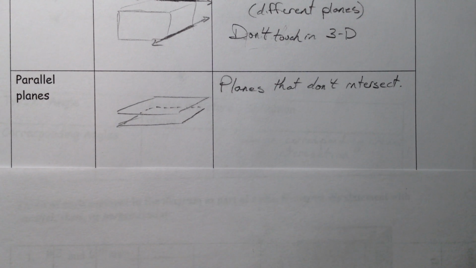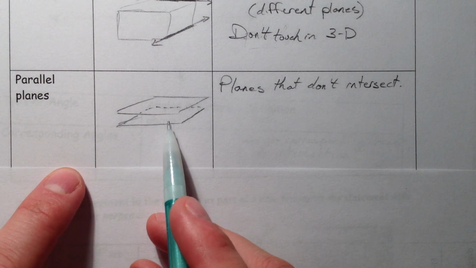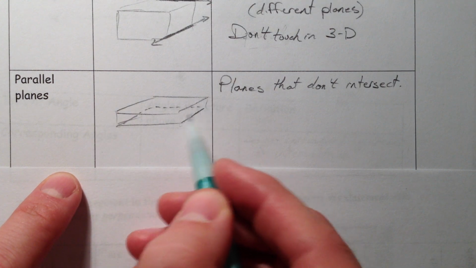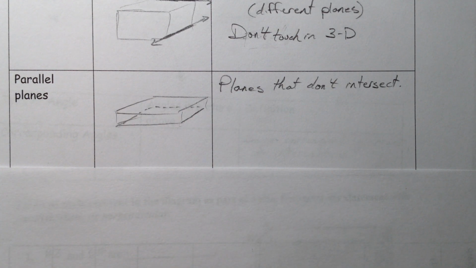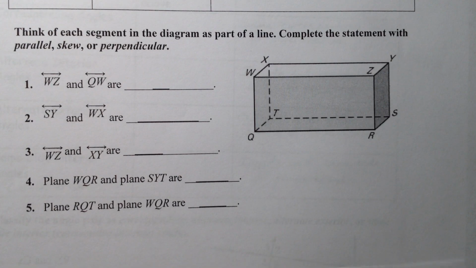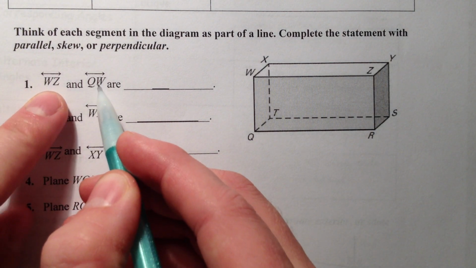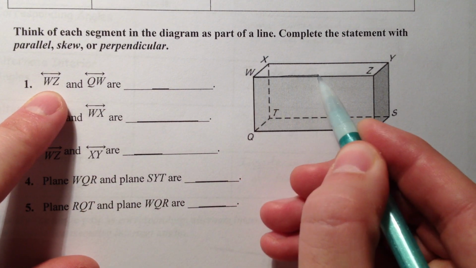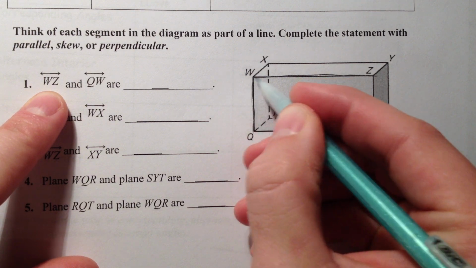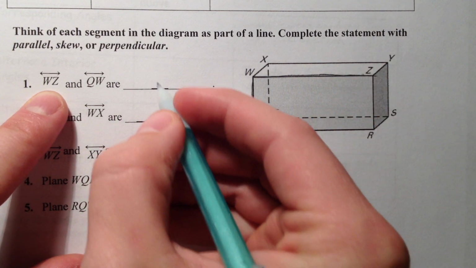We've sort of already talked about this, but this is planes that don't intersect. And so this would be like the top and the bottom of the box. They're never, ever going to touch. Planes that don't intersect. So what could we call some of these? So WZ and QW. Those are perpendicular.